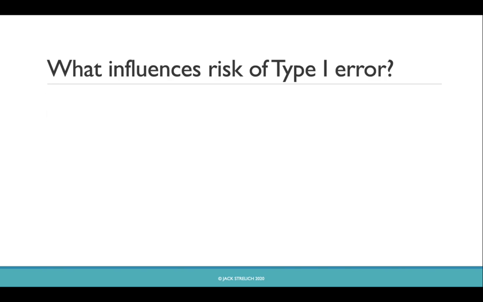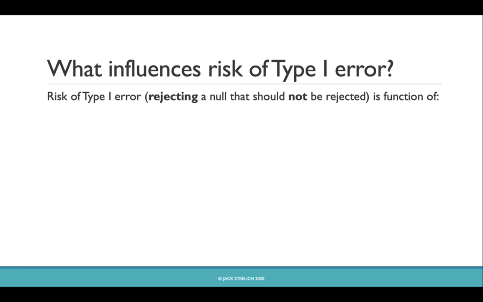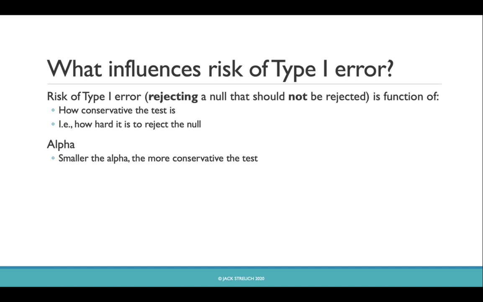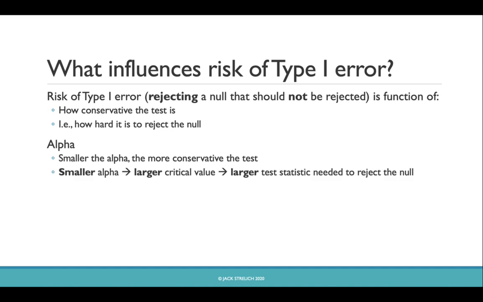So what influences our risk of a type 1 error? The risk of a type 1 error, which again occurs when we reject a null that should not be rejected, is a function of how conservative the test is, in other words, how hard it is to reject the null, and of the alpha. The smaller the alpha, the more conservative the test. Smaller alphas are associated with larger critical values, which means that a larger test statistic is necessary to reject the null.